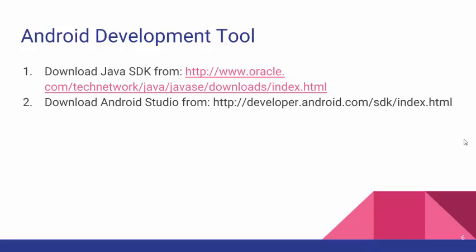To develop in Android, first the Java SDK needs to be downloaded, which can be downloaded from this file. Afterwards, you need to download Android Studio from this link here.